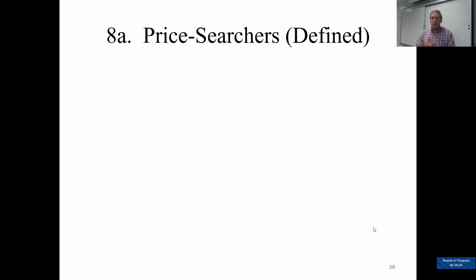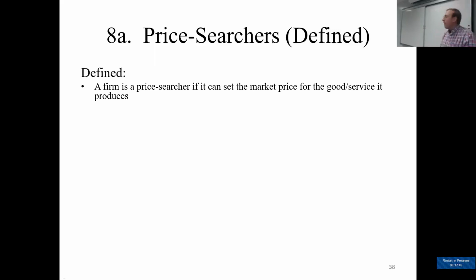So what I'm going to do, because we had such a great question about price searchers during the break, I'm going to go through a slide of theory, and then we're going to ask a couple questions and open it up to discussion here. So the definition: a firm is a price searcher if it can search for price. Now, a firm is a price searcher if it can set the market price for the good or service that it produces.